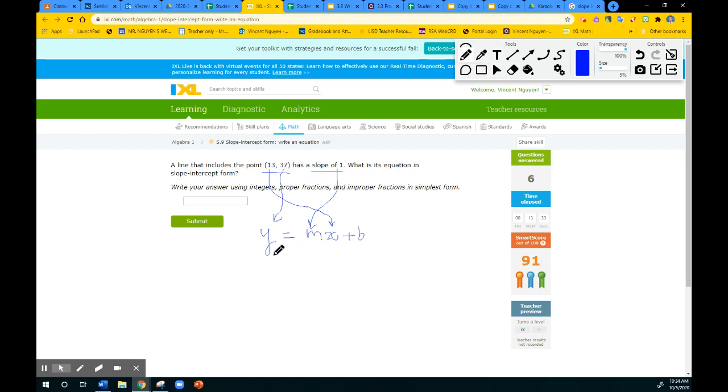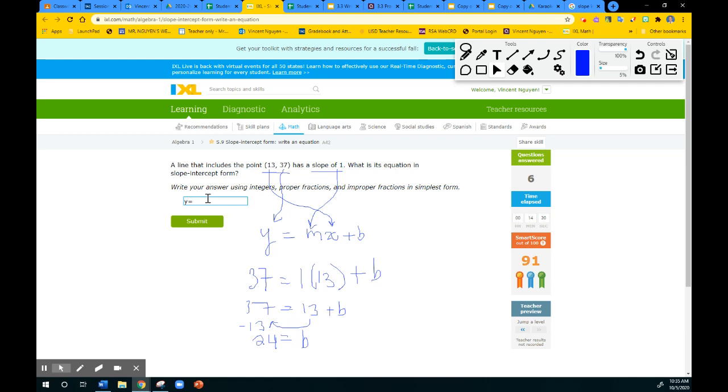So I'm going to do 37 equals 1 times 13 plus b. And 37 equals 13 plus b. Sorry about the handwriting, guys, I'm a little sloppy today. Now, we know how to do this. We subtract the 13 from both sides, but we're technically moving it over there. And so we get b equals 37 minus 13, which is 24. So our b is 24. So now we're ready to write the equation.